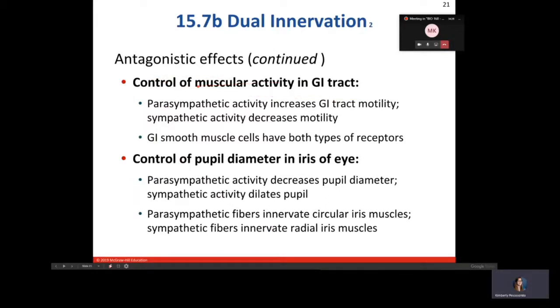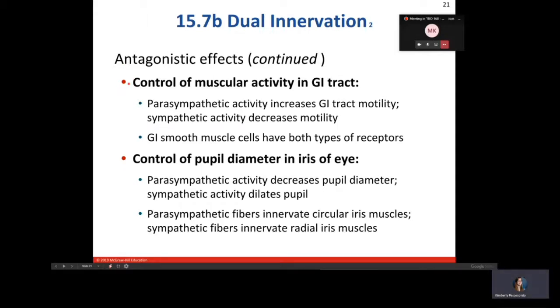If we look at the GI tract, it's the muscles in the GI tract. Parasympathetic activity increases GI tract motility, right? Because parasympathetic is rest and digest. So we're digesting. We need our GI tract to be churning and undergoing peristalsis and digesting our food. Whereas sympathetic activity decreases motility, right? If we're being chased by a saber-toothed tiger, we don't really need to worry about digesting our lunch until after we've escaped. And once again, the GI smooth muscle cells have both types of receptors, so they can respond to both types of neurotransmitter from both systems.